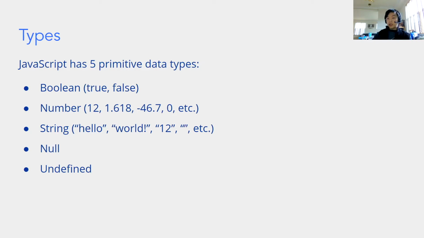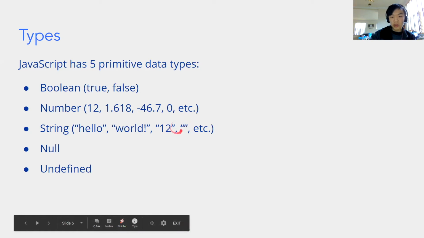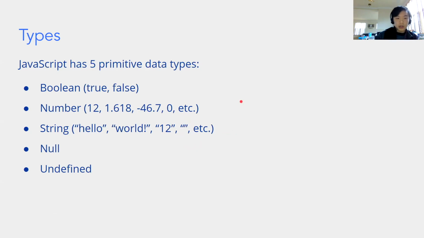There's also strings, which are, as the name suggests, strings of characters. We denote these using quotes. Double or single is fine. I'll stick with double quotes for the whole presentation, but you're free to use either. Including strings of digits, which are different from numbers, and say this empty string here, which is just the string without any characters. It's still a string because it has quotes.